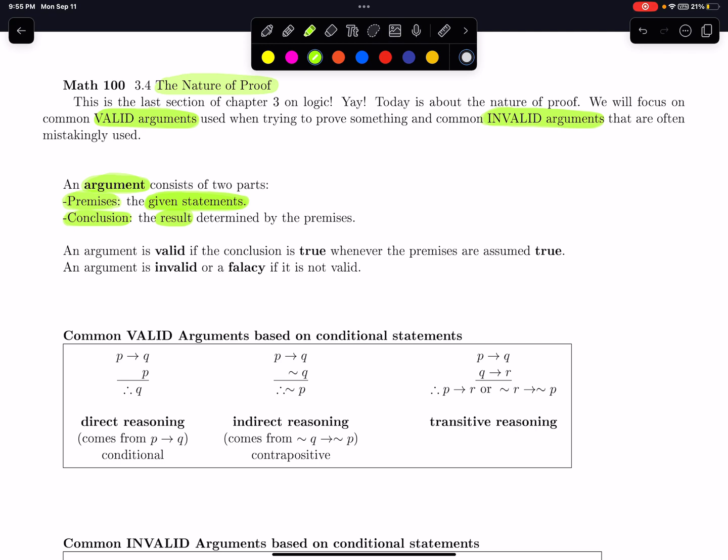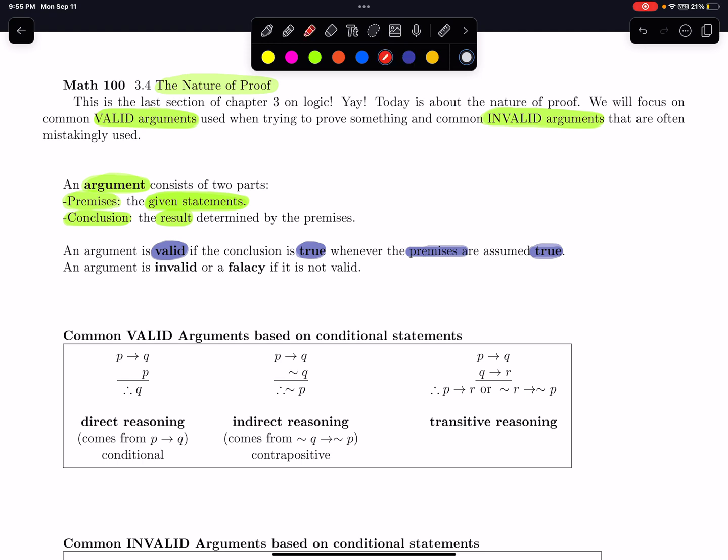Now, an argument is valid. Let's use blue for valid anytime we see valid from now on. An argument is valid if the conclusion is true once the premises are assumed to be true. We're always going to assume our premises are true for the sake of evaluating arguments. If the conclusion follows, then it's a valid argument.